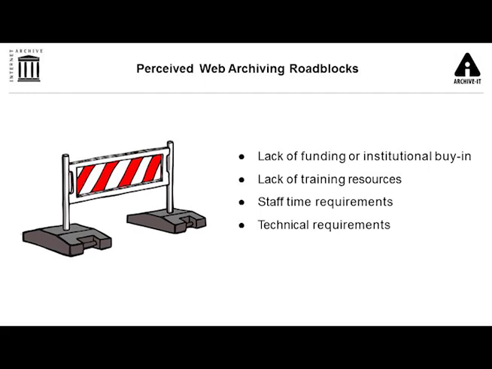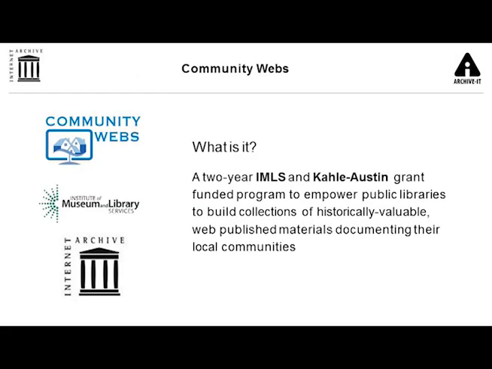So we're trying to kind of minimize these roadblocks, and that's where the Community Webs program comes in. So the Community Webs program is a 2-year IMLS and Cale Austin grant-funded program to empower public libraries to build collections of historically valuable web-published materials that document their local communities.